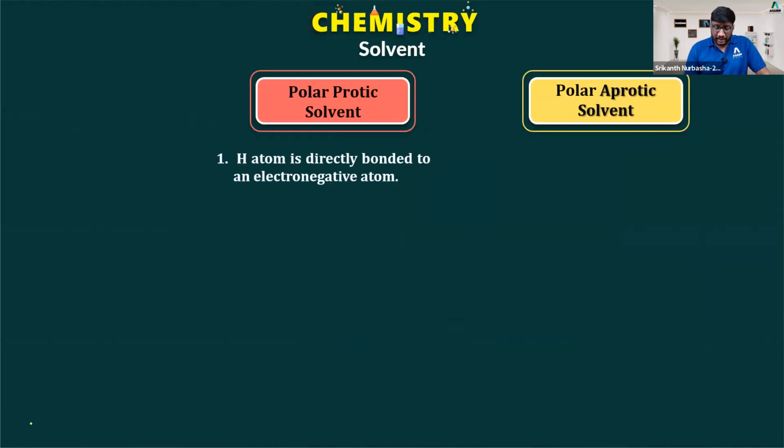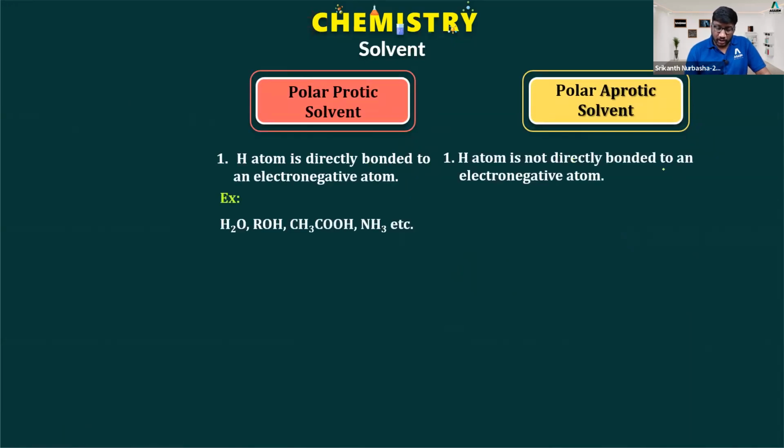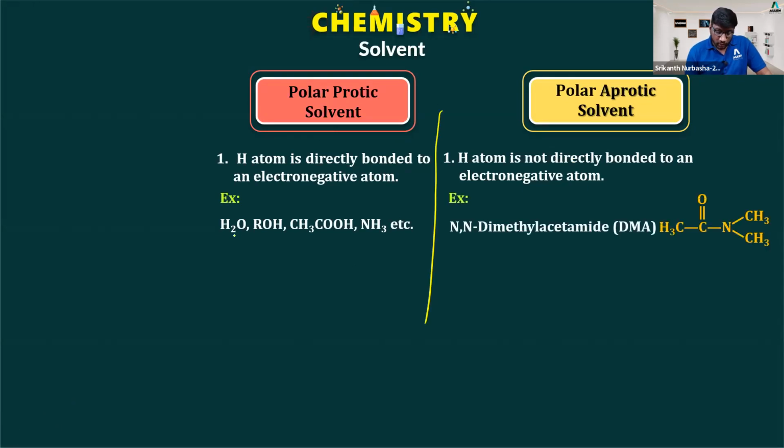Polar protic: hydrogen atom is directly bonded to an electronegative atom. Polar aprotic: hydrogen atom is not directly bonded to an electronegative atom. Examples you can take: H2O, a partial positively charged hydrogen should be there. Then only we can say polar protic. Wherever a partial positively charged hydrogen is there, it is called polar protic.